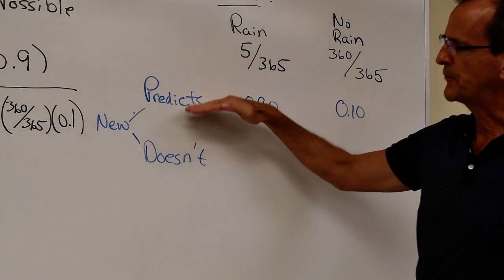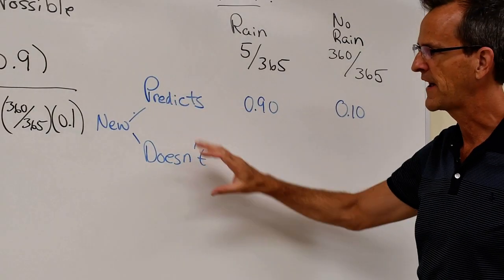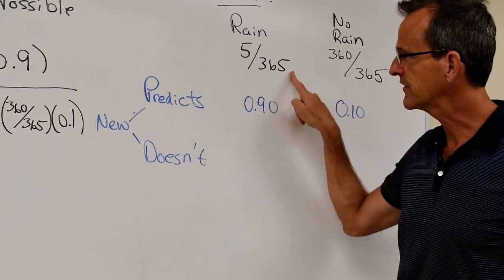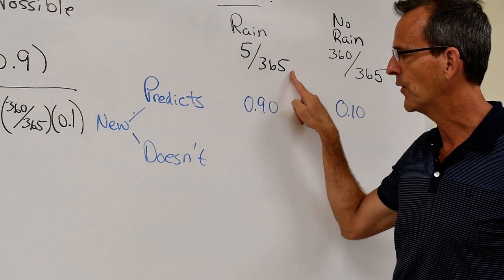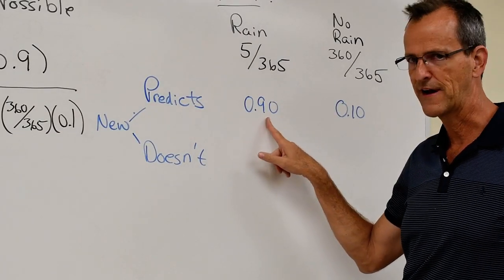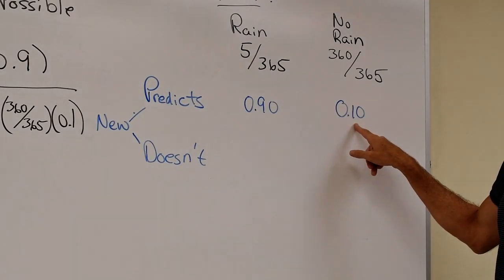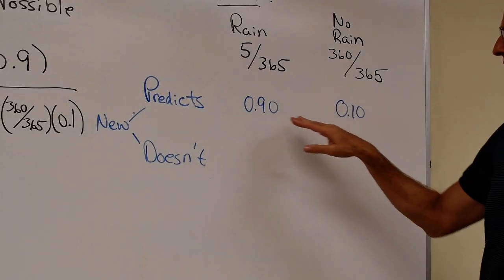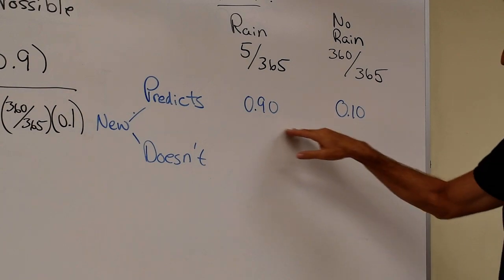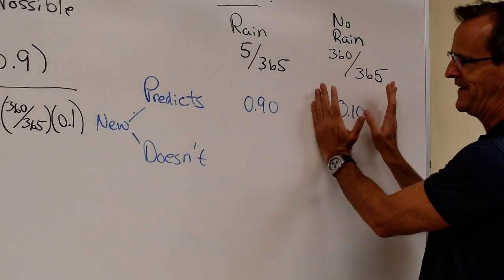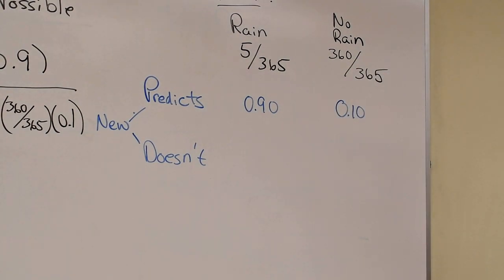And then we have some new information about how the weatherman is at predicting rain. When it's actually going to rain, he predicts rain correctly 90% of the time. On the other hand, he will predict no rain 10% of the time. Now in this example, notice that these two things are additive, but they don't have to be. Remember, this is independent. I've talked about that before.